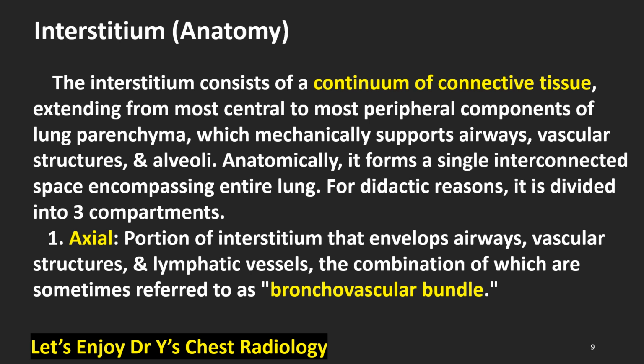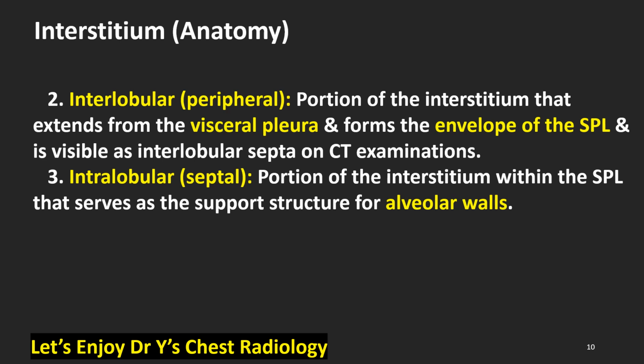2. Interlobular, peripheral: portion of the interstitium that extends from the visceral pleura and forms the envelope of the secondary pulmonary lobule and is visible as interlobular septa on CT examinations. 3. Intralobular septa: portion of the interstitium within the secondary pulmonary lobule that serves as the support structure for alveolar walls.